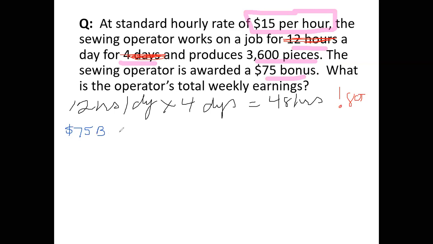So we need to break down the bonus by the total number of hours invested to earn this bonus. Had the sewing operator worked more hours, maybe would have been able to make a bigger bonus. If the sewing operator did the opposite and worked less hours, may not have made such a generous bonus. So on an hourly basis, what is the bonus worth? So $75 bonus divided by the 48 hours it took to earn the bonus.